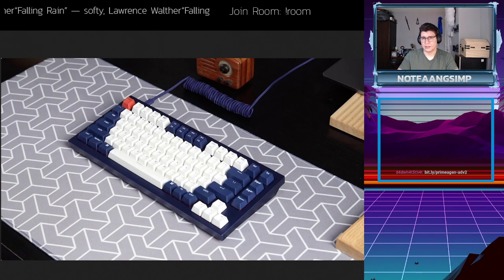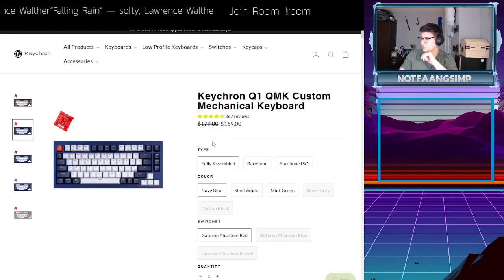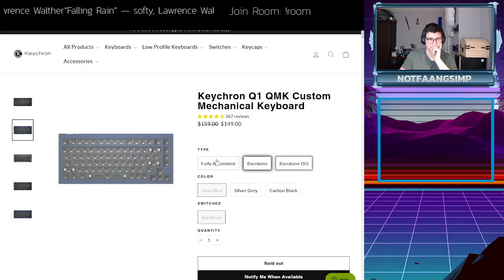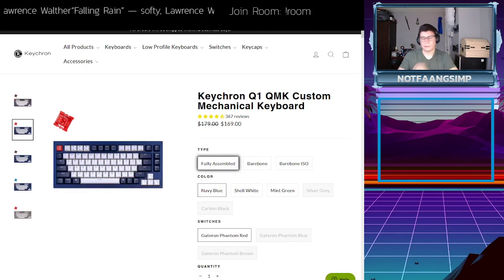The Q1 I think is like $180, maybe. Oh, it's $150, it's on sale now as well. It is $180 off sale, fully assembled, bare bones, $150. The nice thing about it is that it's hot swap. I kind of wish I paid a little bit more for the hot swap version on my board, just because I was debating shelling out some money for some lube yellow switches, because from what I've seen looking at sound tests and everything.